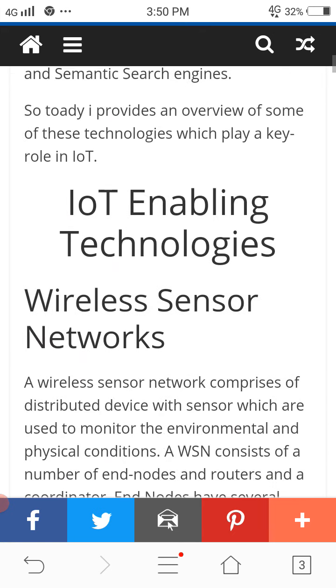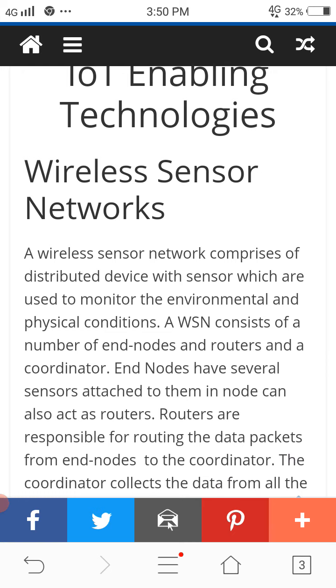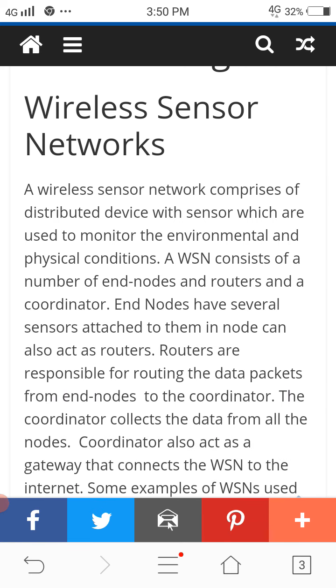So, first is wireless sensor network. A wireless sensor network comprises distributed devices with sensors which are used to monitor environmental and physical conditions. A wireless sensor network consists of a number of end nodes, a router, and a coordinator. End nodes have several sensors attached to them.